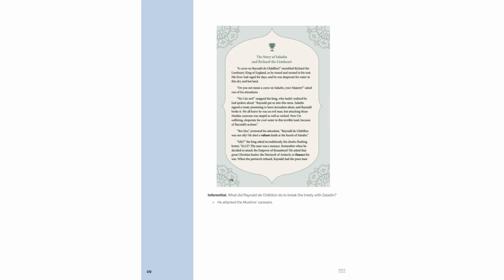Reynald de Chatillon violated the treaty with Saladin by attacking Muslim caravans. This aggressive act disrupted the fragile peace and escalated tensions, contributing to the ongoing conflict during the Crusades. Such actions exemplified the challenges of maintaining alliances and trust during this tumultuous period.